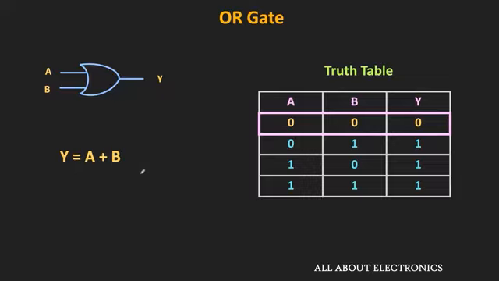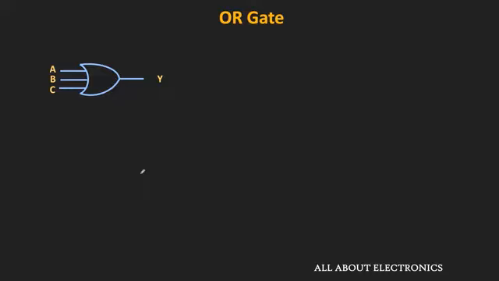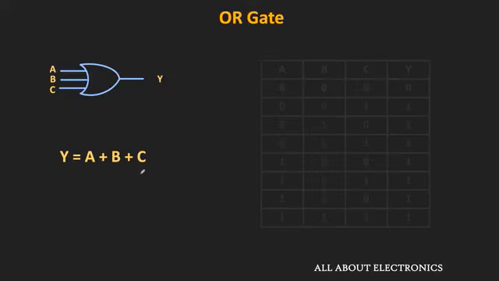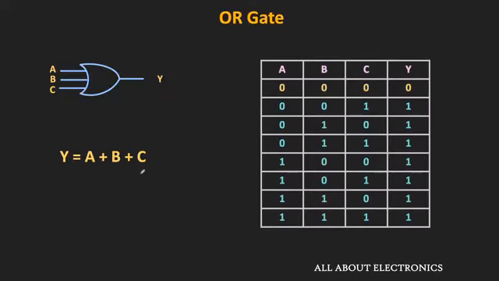Similarly, we can also have an OR gate with more than two inputs. So here is the symbol of the three input OR gate. And if we see the Boolean expression, then it is equal to A plus B plus C. That means if all the three inputs are low, then and then only the output of the OR gate will be equal to low. And in any other case, the output of the OR gate will be equal to high. So that is the OR gate.